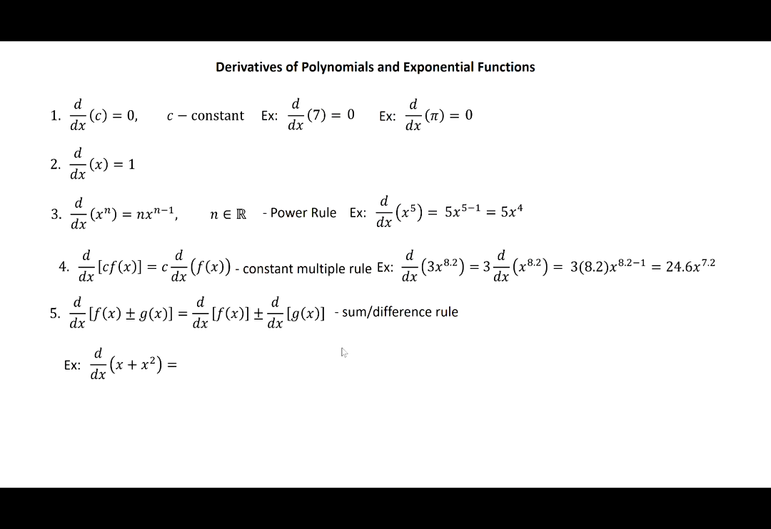Do I have an example? Yep. Can we apply the sum or difference rule? Yep, the derivative of this should be the derivative of the first function plus the derivative of the second function. The derivative of the first function, d/dx of x, is 1. d/dx of x squared, apply the power rule, 2 times x to the 2 minus 1, or just 2x. You're beginning to get a hang of this? So you just memorize the rule and then start applying it to different problems.